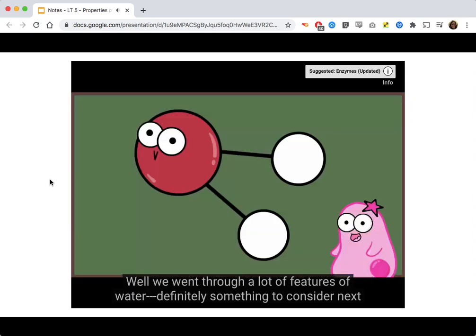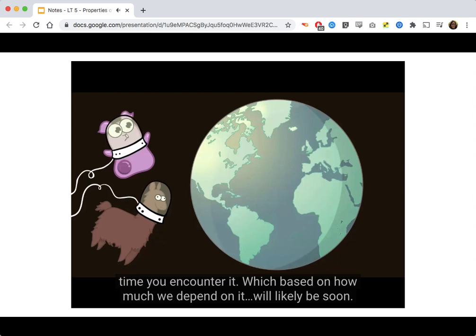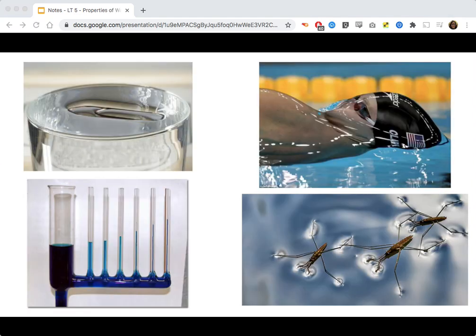Well, we went through a lot of features of water. Definitely something to consider next time you encounter it, which, based on how much we depend on water, will likely be soon. So let's take a look at some static images to review what we've been learning. In this picture at the top, here and here, you can see surface tension due to cohesion between water molecules. In this image, you can see something called capillary action.